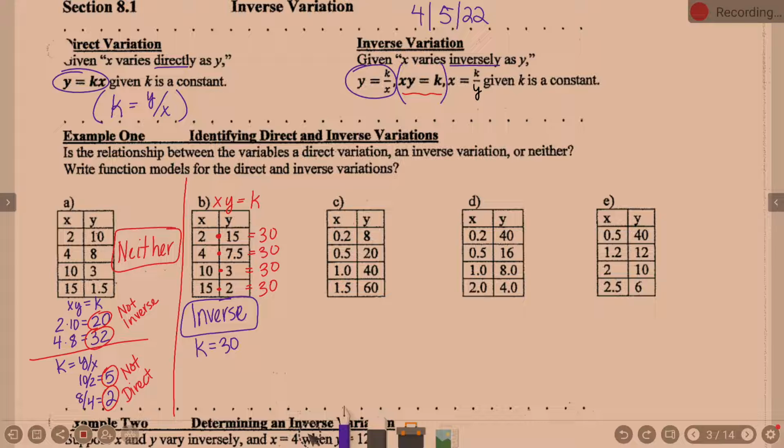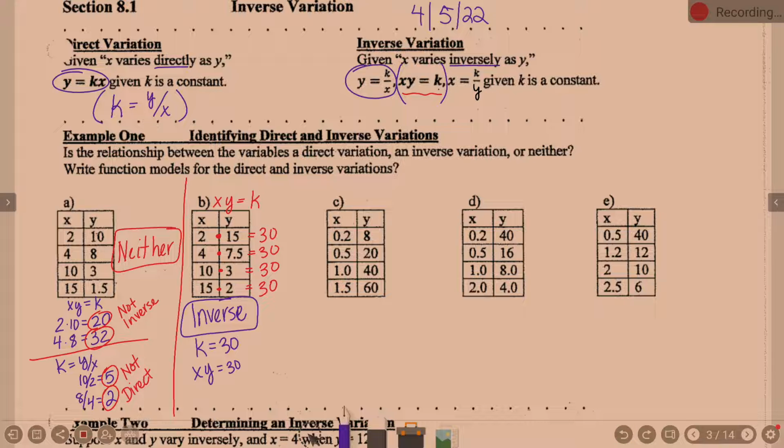Someone volunteer again. What'd you say, Lorna? x, y equals 30. Okay, so there are two options I could do. One option is that if k is 30, then xy equals k. And so xy equals 30. That's one option I can do.